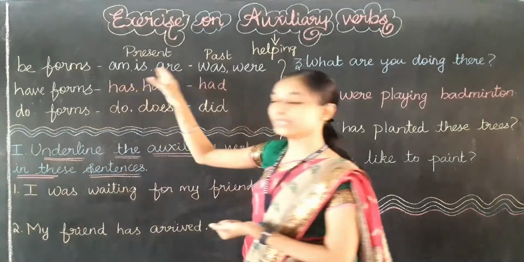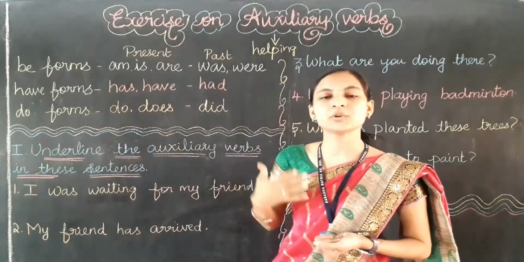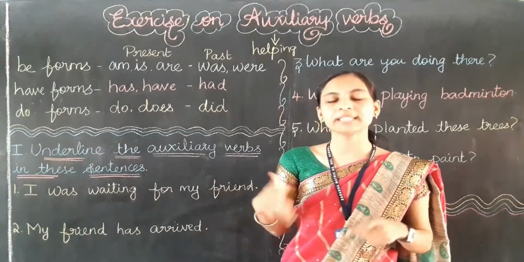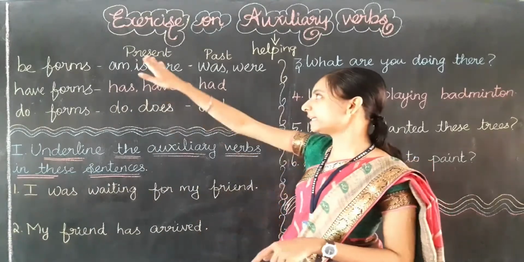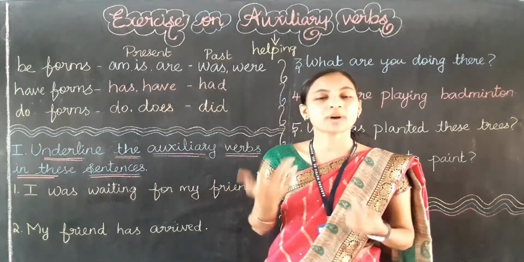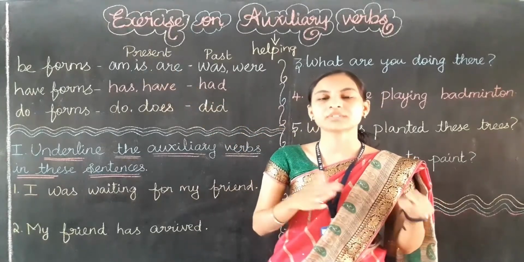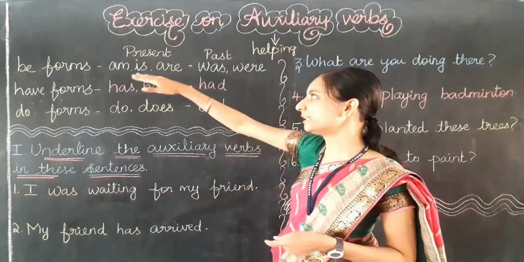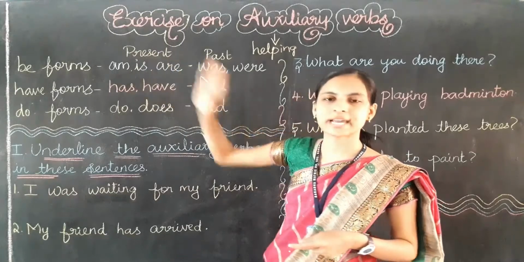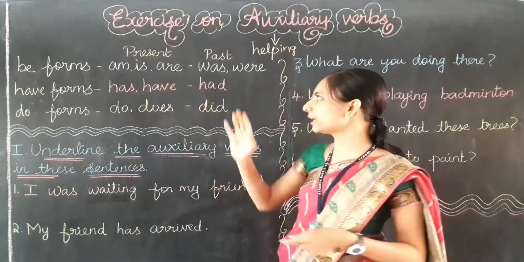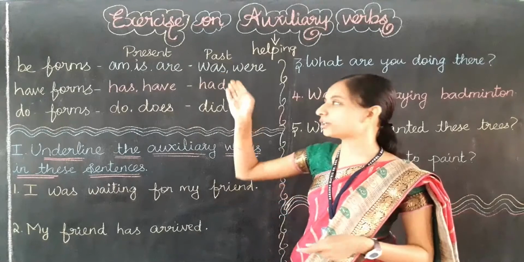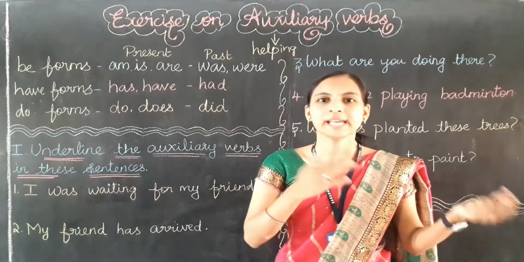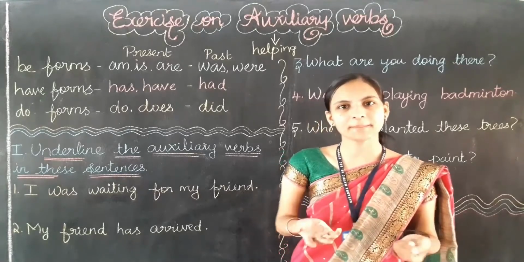Am, is, are are the present time verbs, used to talk about situations related to the present time only. The action which is happening now is the present time. So what is present time? The action which we are doing now refers to the present time. And was, were stand for the past time verbs, used to talk about an action which has already completed.